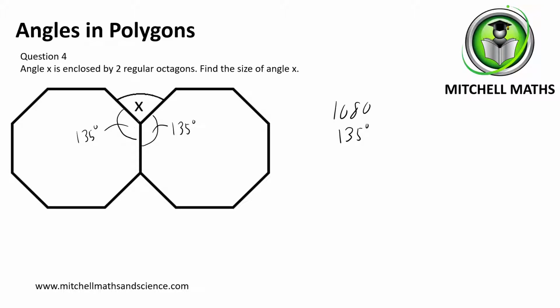And what we can see is that these three angles here make up angles at a point. And if you have angles at a point, the sum of those angles is going to be 360 degrees. So what we can do is 135 multiplied by 2, which gives us 270. And then we can take 270 degrees off from 360, and that'll give us our angle X.